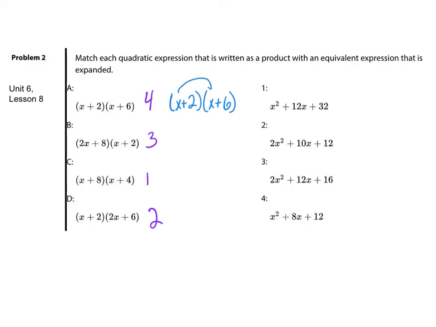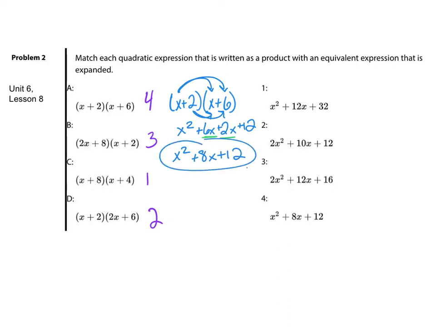And so I'm going to start with x. x times x would be x squared, and then x times 6 is 6x. And then 2 times x would be 2x, and 2 times 6 would be 12. And I do have like terms right there in the middle, and so I'm going to combine those. So I end up with x squared plus 8x plus 12. And you can see that that does match with 4.